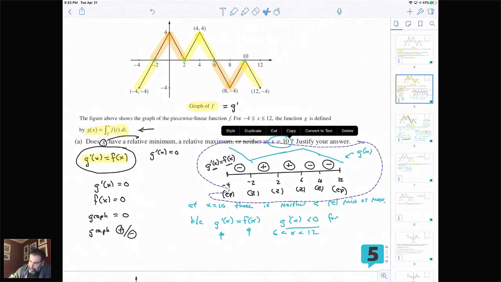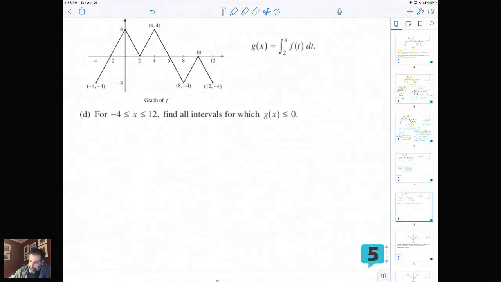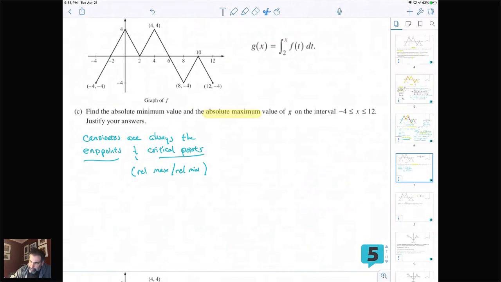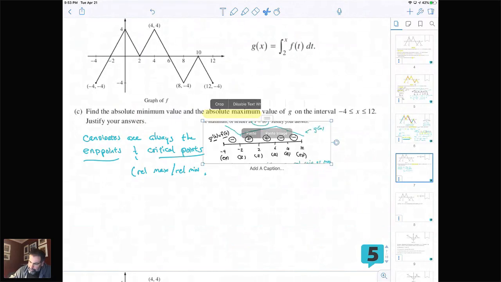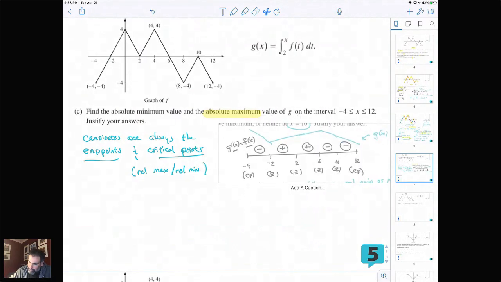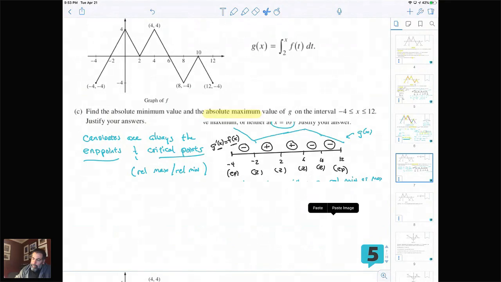Okay, so if we take this and bring it down here, all right, we know who our critical points are just by looking at this. This is where our derivative is equal to 0 and undefined. So how does a candidates test work?